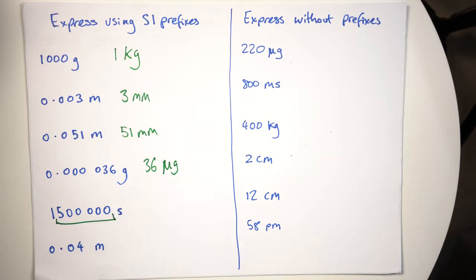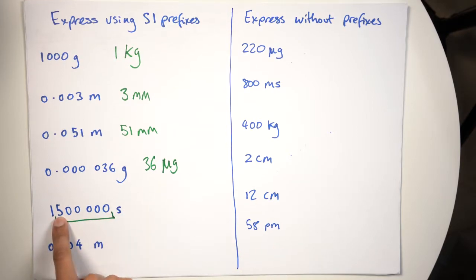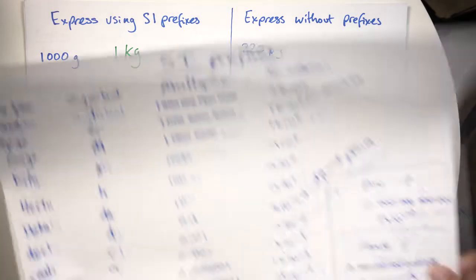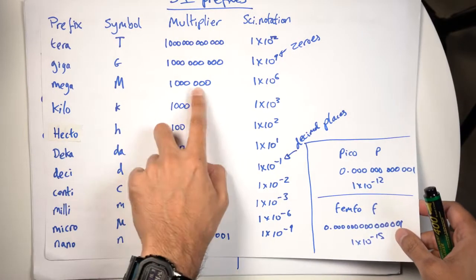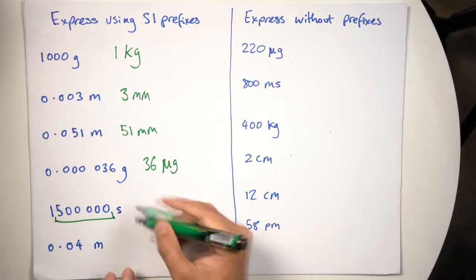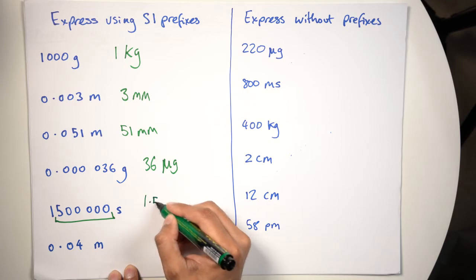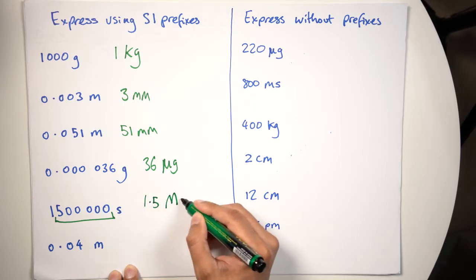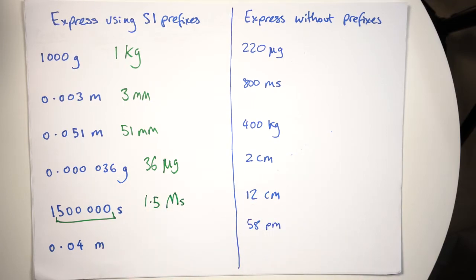The next one, we've got to count the number of effectively what they would be as zeros. I know that one's not a 0, but we've got 1, 2, 3, 4, 5, 6. So that's a million, isn't it? It's like 1.5 million. So which one would be million? That would be mega. So it's a bit like that one. But we would write 1.5 capital M small s, megaseconds.